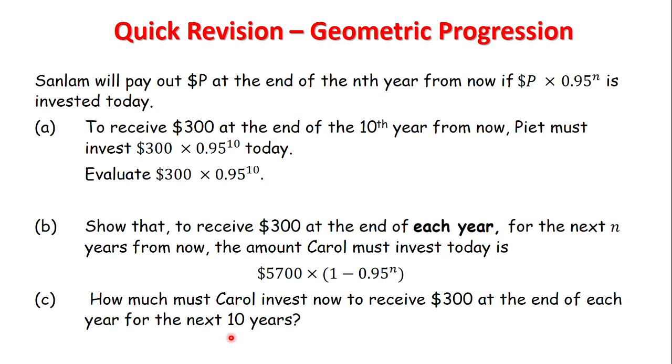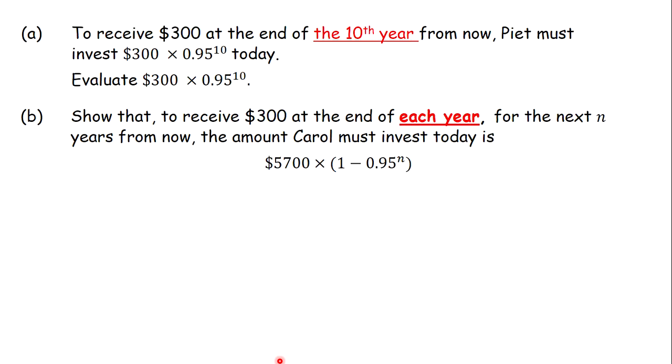But basically, it means that you can actually work this out by substituting this 10 in the formula of part B, because how much must Carol invest now to receive 300 at the end of each year for the next 10 years? Again, I'm going to explain this also using a longer way so that you can see exactly what it means. Okay, so if you think we're ready, let's give it a go.